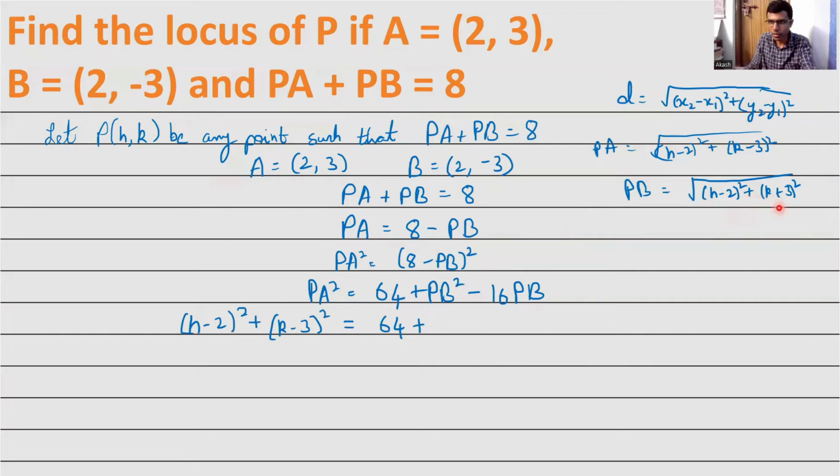PB square would be this term without square root. So I have h minus 2 whole square plus k plus 3 whole square minus 16 PB. Keep this 16 PB as it is. Now, if you'll observe, h minus 2 whole square and h minus 2 whole square will get cancelled, and I'll be left out with k minus 3 whole square.